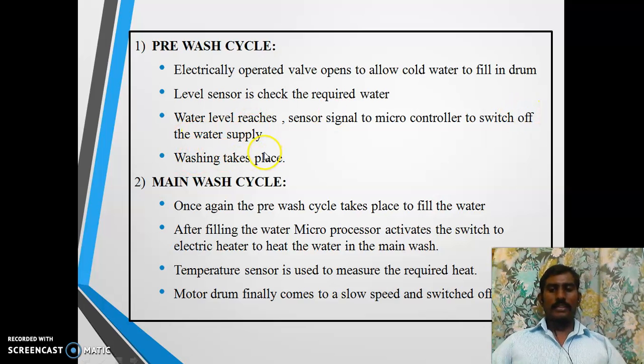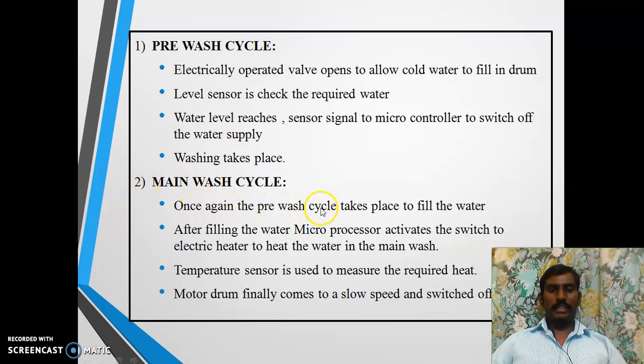Washing takes place. For the initial washing, the water comes through the box which contains the soap powder. Once it reaches the level in the drum, it will cut the water supply and washing takes place. Step 2, main washing.